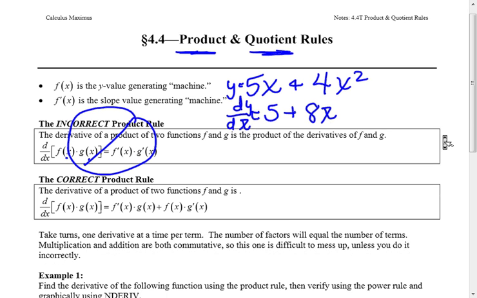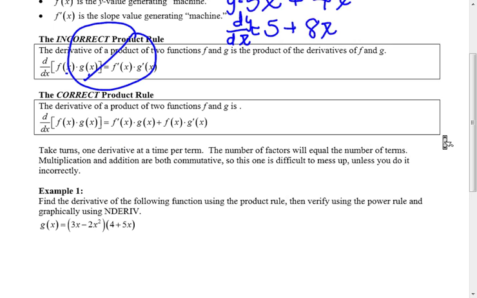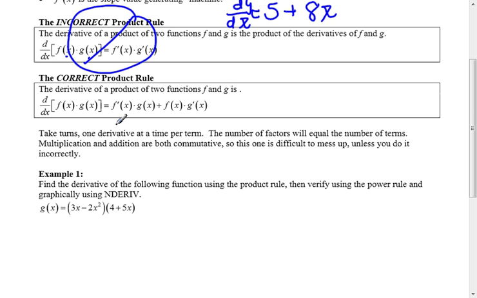Alright, so if it was that easy, you guys wouldn't be in calculus. You'd be back in geometry or pre-calc or something. The correct derivative of a product is in this form here. Now, I like to think of it the other way around. It doesn't matter which way you do it. You're going to multiply the function by the other derivative, and if you have two functions, you're going to do it twice.